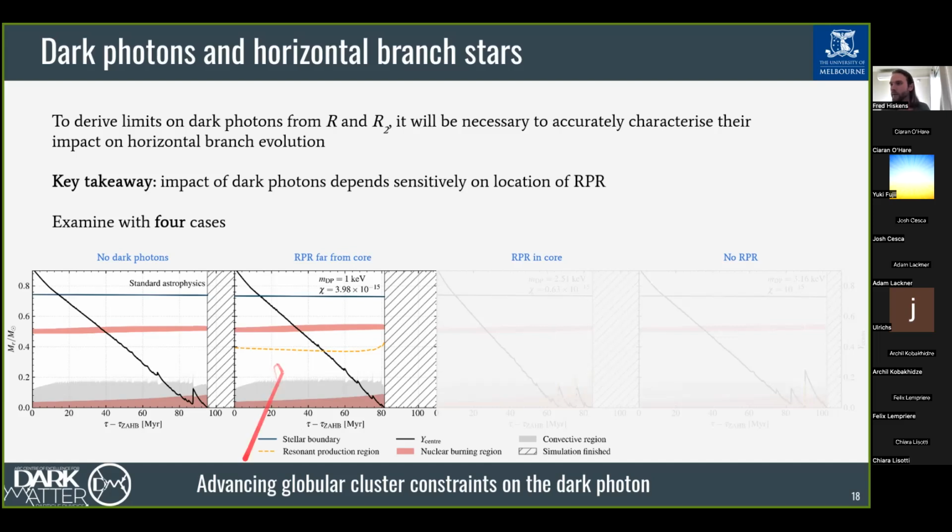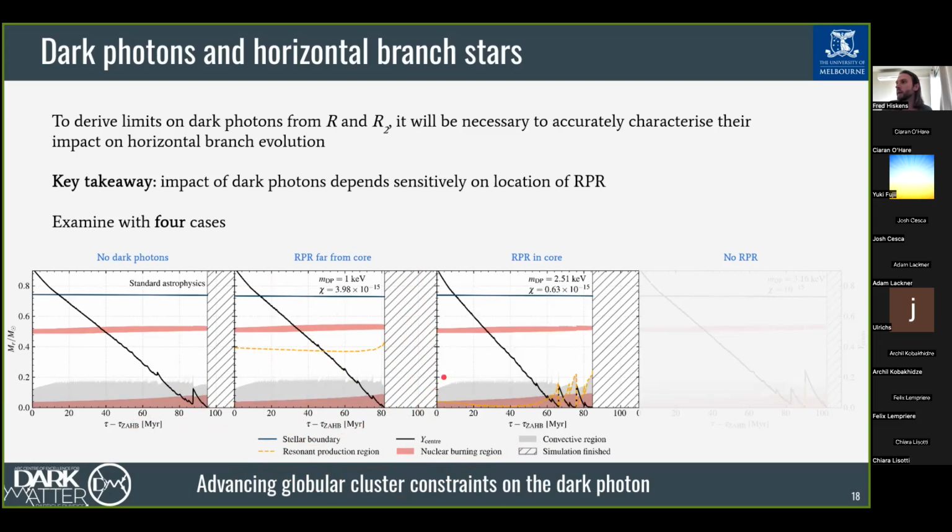I should flag here as well that we're showing the same information I had before in the Kippenhahn diagrams: nuclear burning regions in red, convective regions in gray, stellar boundaries now in dark blue, and I'm also showing the resonant production region, if it exists, as this dashed yellow line here, its location. And the hatch at the end shows you when the simulation is finished, because these are all set with the same x-axis scale, but obviously the simulations will be of different length.